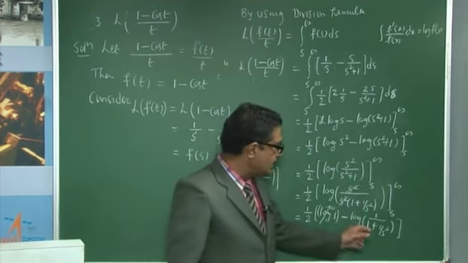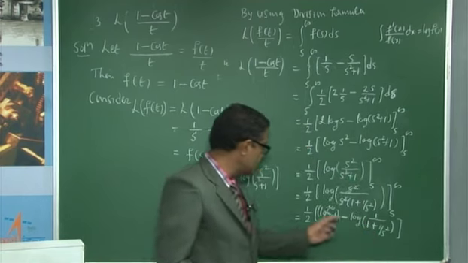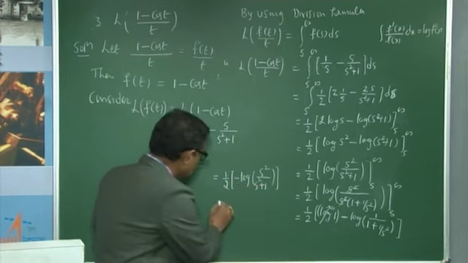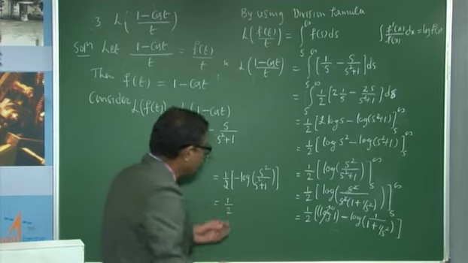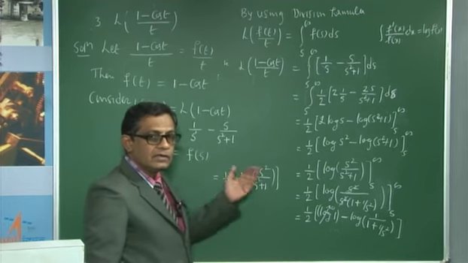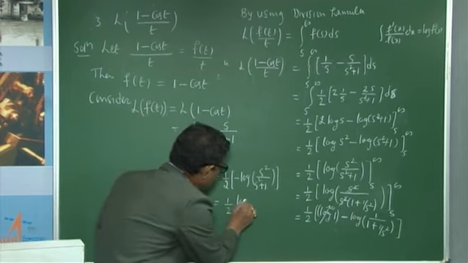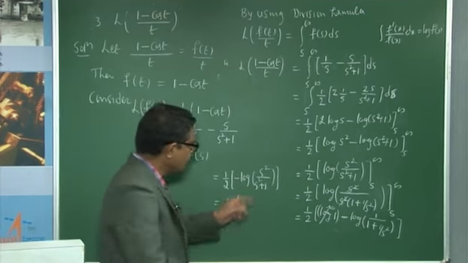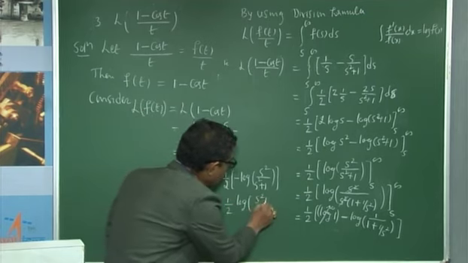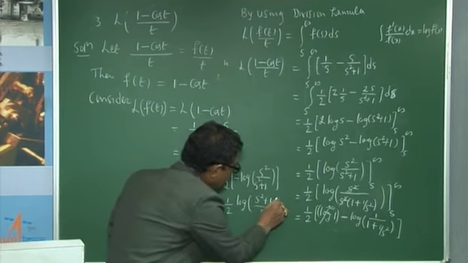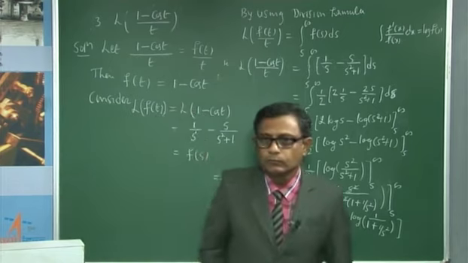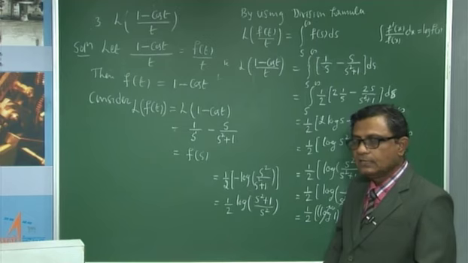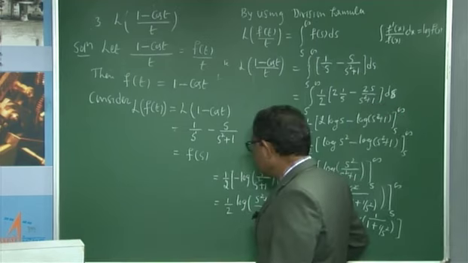Now, if you take LCM, s square as LCM, you will get 1 by 2 minus log of s square divided by s square. Here we have minus log, you can write it in the positive log: the minus sign you have written as plus sign, then you can interchange the numerator and denominator. It is 1 by 2 log of s square plus 1 by s square. This is the third example.